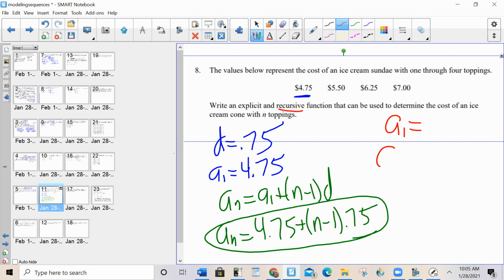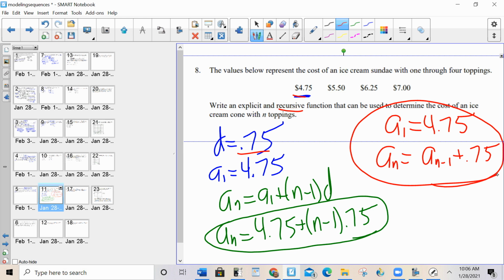Recursive: a1 equals 4.75, a_n equals a_(n minus 1) plus something. Recursive always starts like that. a1 is 4.75. What am I doing to the previous term? I'm adding 0.75. So again, this is a question that really could have been on the last sheet, but it's just a word problem version of it. So that's that.